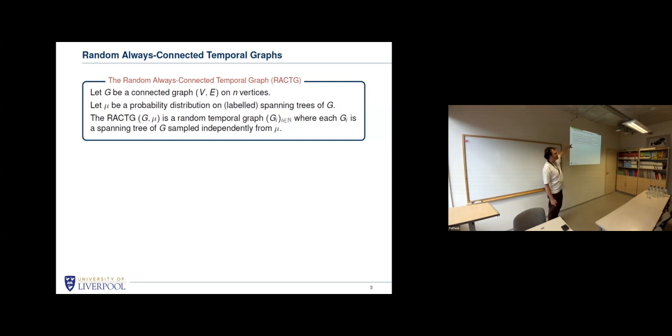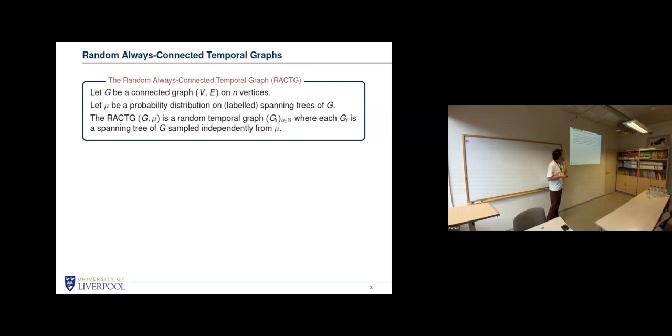You let G be a connected graph on n vertices. You should think of this as your underlying graph, but that is also a bit misleading, as I'll come to in a minute. You take some graph G, and then you have a probability distribution mu on the labeled spanning trees of G, and your RAP2 is a random temporal graph essentially generated by this mu. In each time step, you just sample a spanning tree of G from mu.